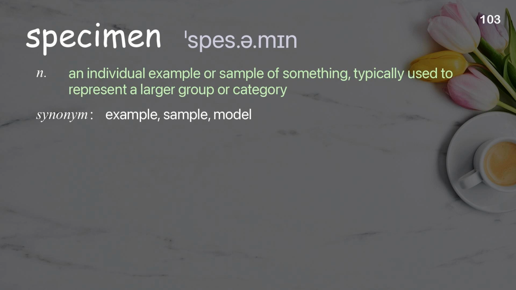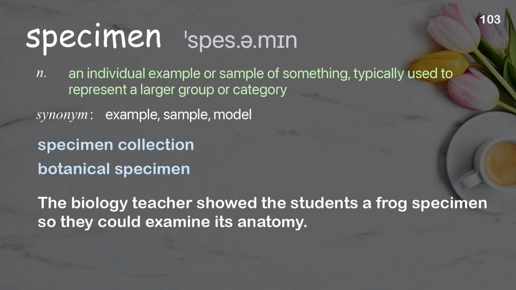Specimen. An individual example or sample of something, typically used to represent a larger group or category. Examples: Specimen collection. Botanical specimen. The biology teacher showed the students a frog specimen so they could examine its anatomy.